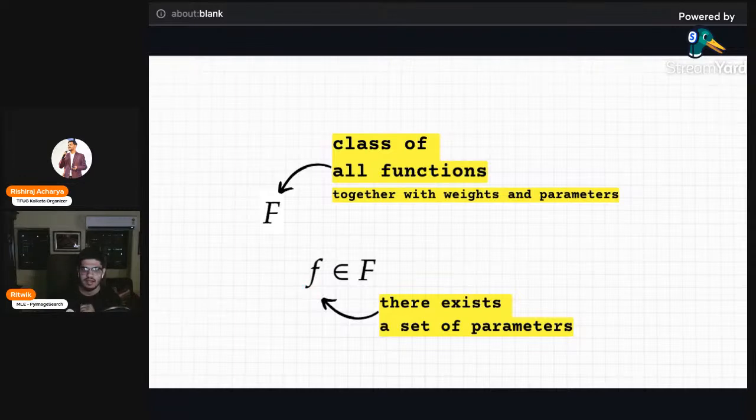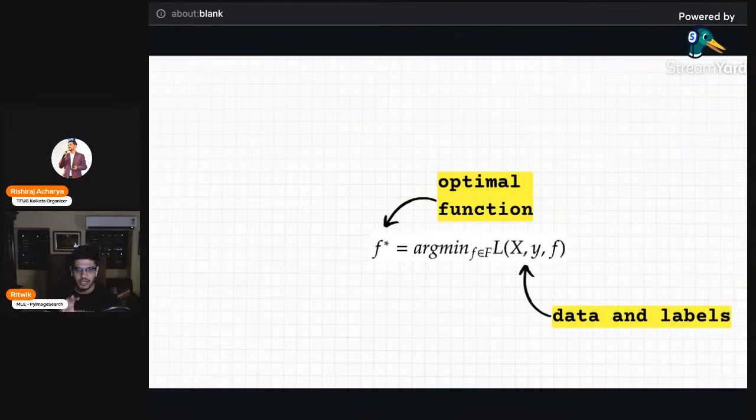What this means is that, given a set of all possible functions, there must exist a single function f which you are trying to approximate, which you will be able to approximate given backpropagation and training, right? So putting this into a formal equation of sorts, f star is the optimal function we want to approximate by finding the minimum possible loss from the data x and the labels y, provided that the function f belongs to a bigger class of functions, capital F.